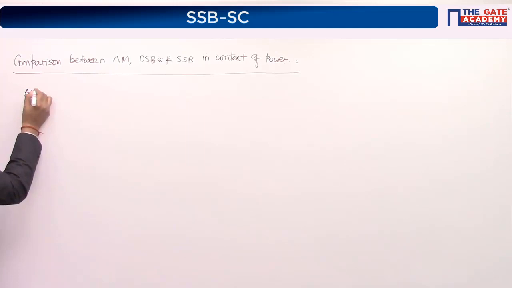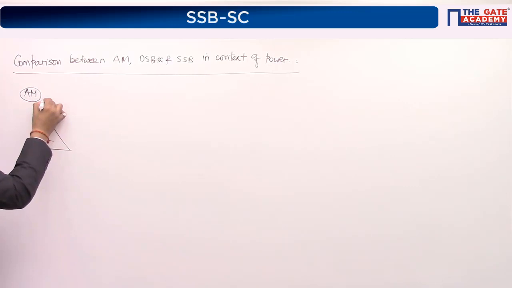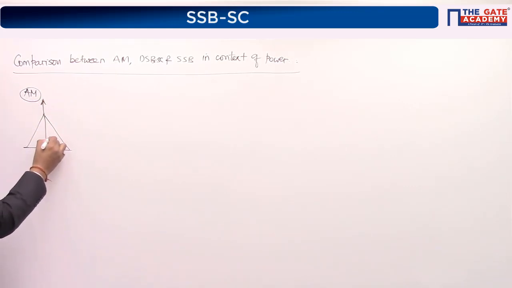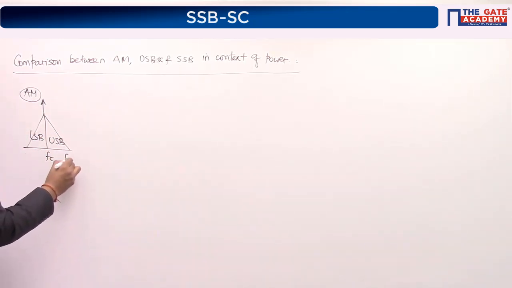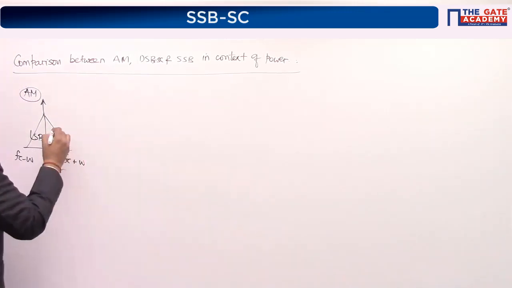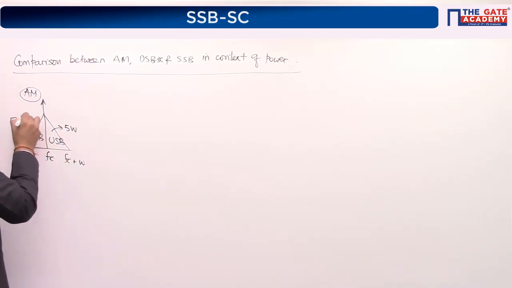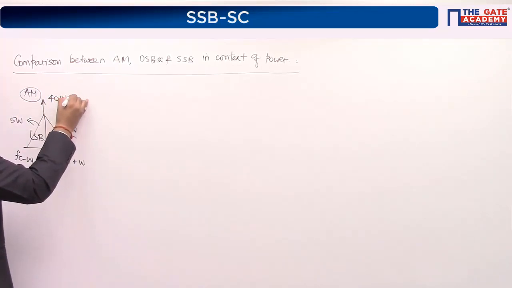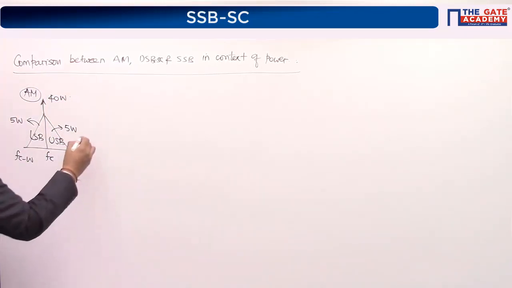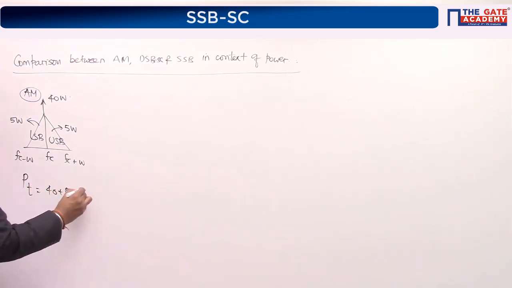first case AM. So in AM we used to have same diagram I will draw so that you are familiar with these diagrams. This is upper sideband, this is lower sideband, and this is carrier, FC plus W, FC minus W. So let's just say that upper sideband power is 5 watt and this is also 5 watt, and let's say carrier power is 40 watt. So what is the total power you see here, guys? It is 40 plus 5 plus 5. How much is it? 50 watts.